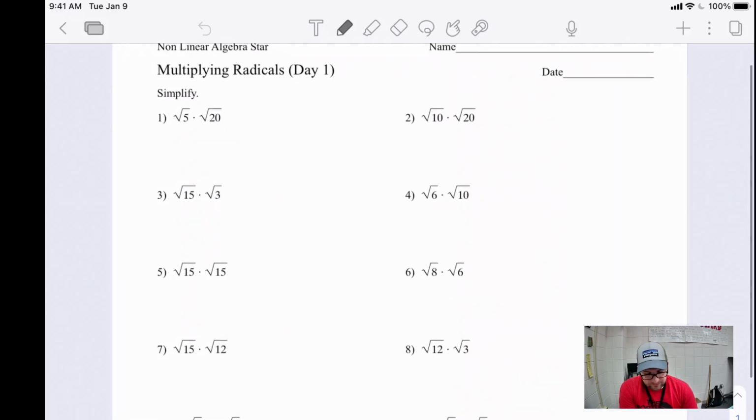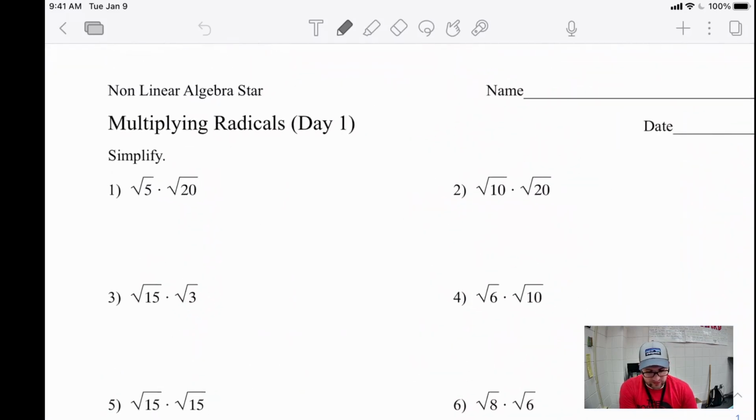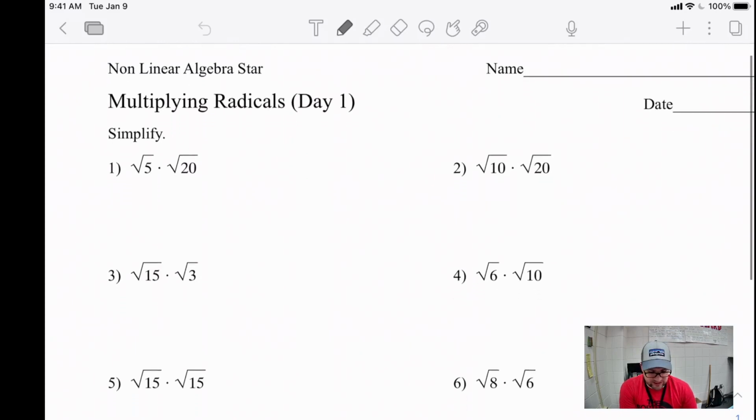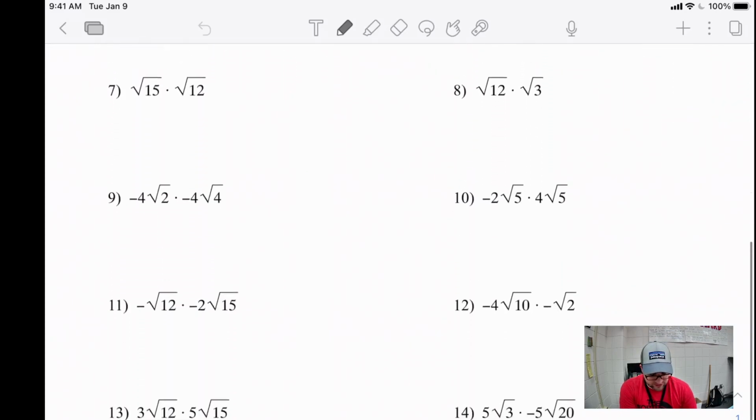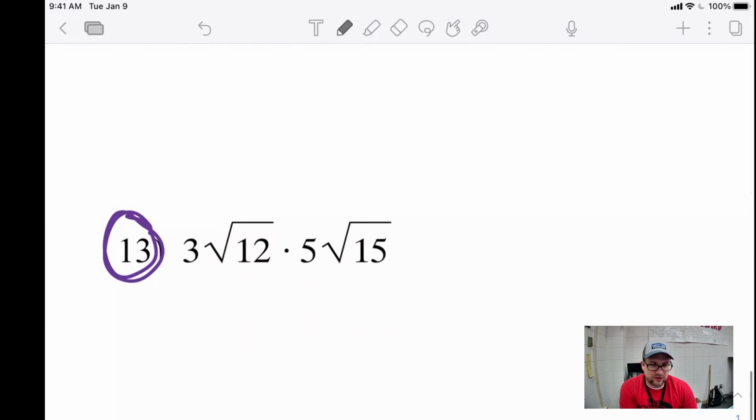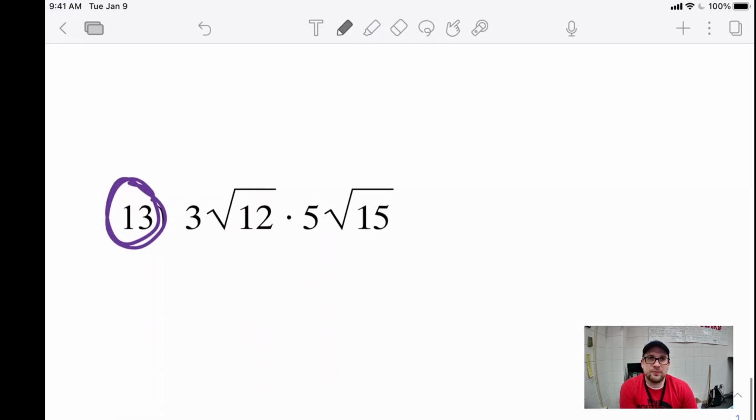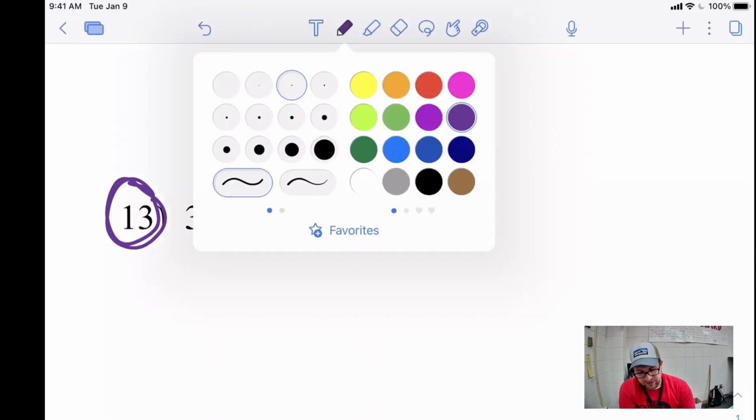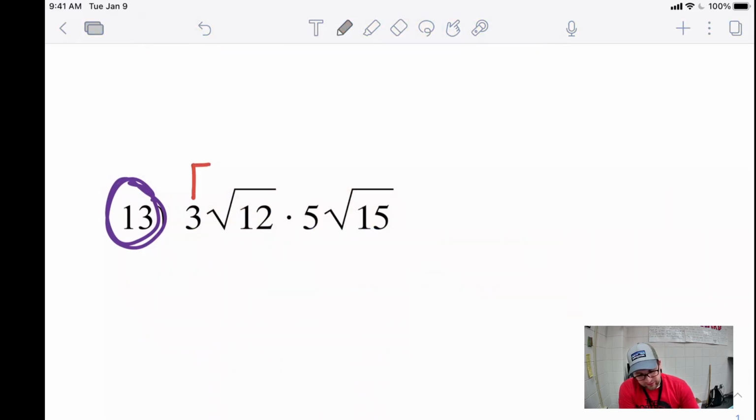So here we're talking about multiplying radicals. Now, to multiply radicals, I actually want to jump to a harder problem. So let's go to problem number 13. Whenever you try to multiply radicals, the one thing to remember is you need to multiply the like parts. What I mean by that is you need to multiply the outside numbers and the inside numbers. So 3 and 5 are both outside numbers, so we're going to multiply those together, and they're going to go on the outside. So 3 times 5 is going to give us 15.